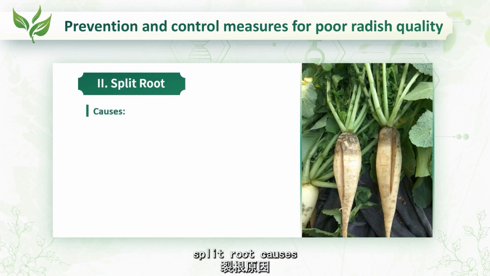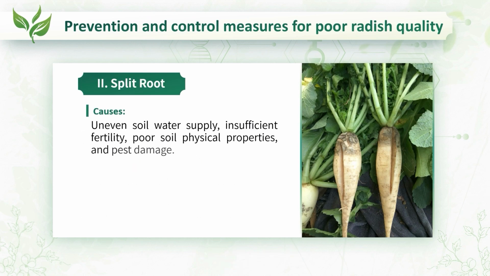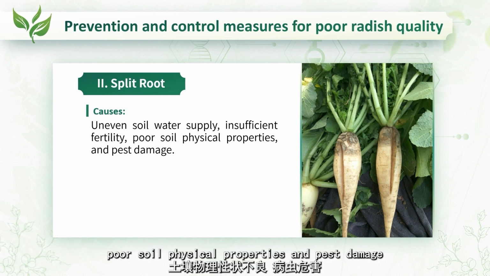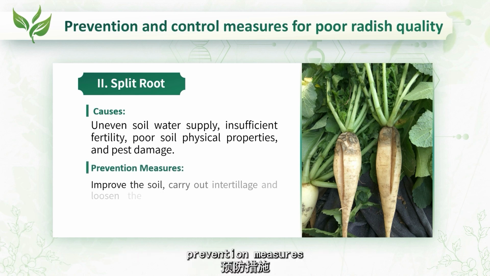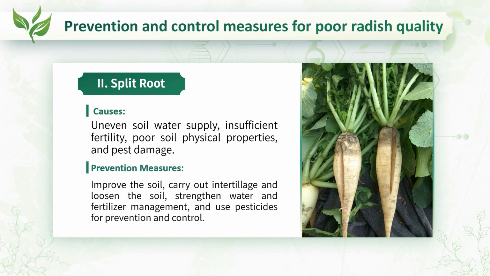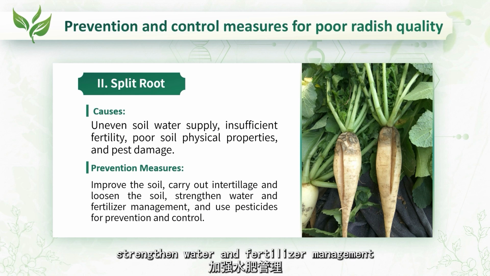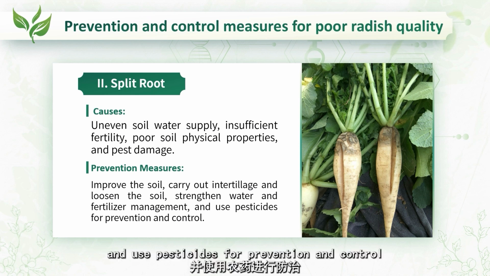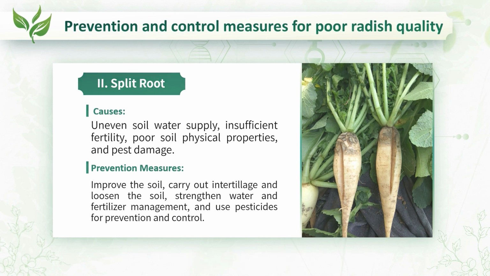2. Split root. Causes: uneven soil water supply, insufficient fertility, poor soil physical properties, and pest damage. Prevention measures: improve the soil, carry out intertillage and loosen the soil, strengthen water and fertilizer management, and use pesticides for prevention and control.